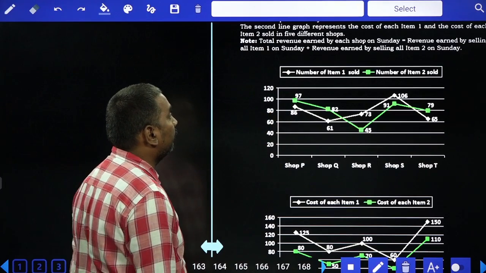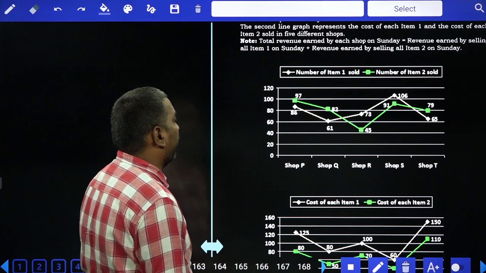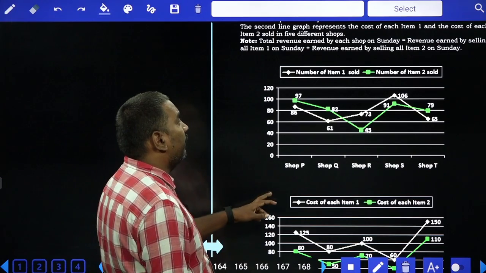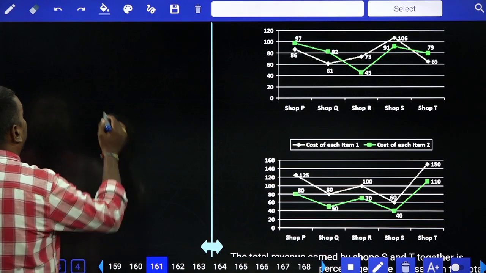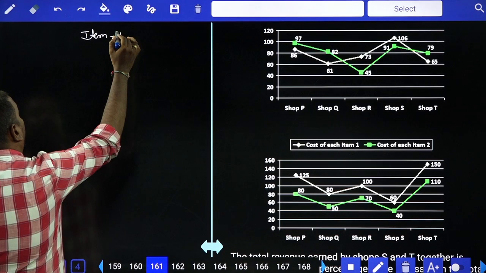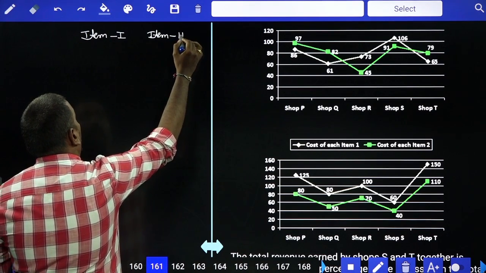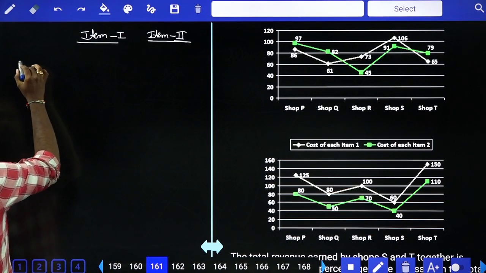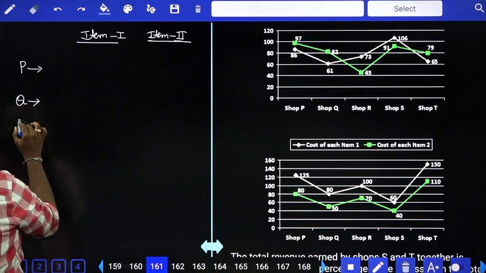Item number of items. Note given, total revenue earned by each shop on Sunday is equal to revenue earned by selling all the items on Sunday, item 1 plus item 2 together. Item 1, item 2. Shops P, Q, R, S, T.